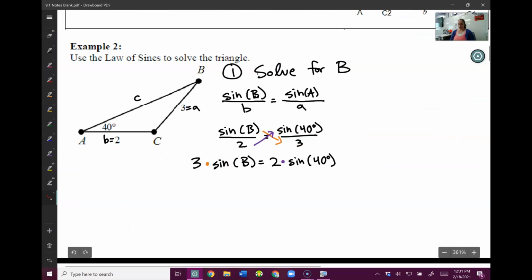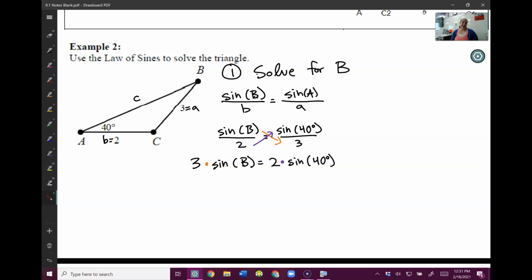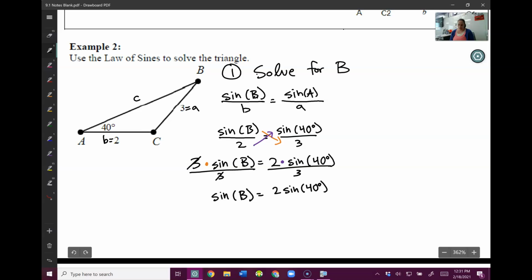So let's go look at this one again. I need to solve this for B, meaning I need to get B by itself. So that means I need to get rid of the 3 and I need to get rid of the sine. So the question is, which one do I get rid of first? Shortcut, you work farther away from B and then work your way closer. So I'm going to divide by 3 first. Divide, because they're multiplying, we do the opposite to get rid of it. So I have sine of B equals 2 sine of 40 over 3.